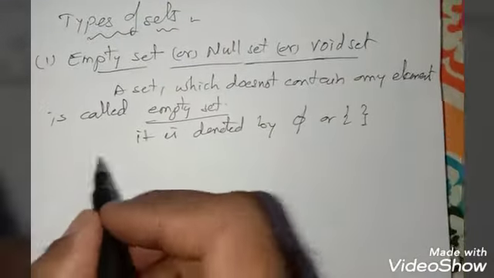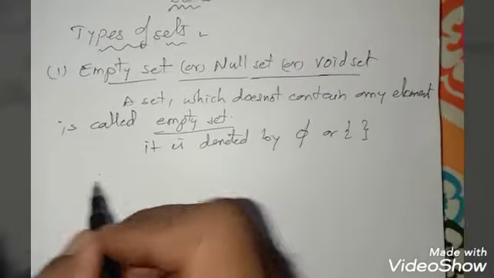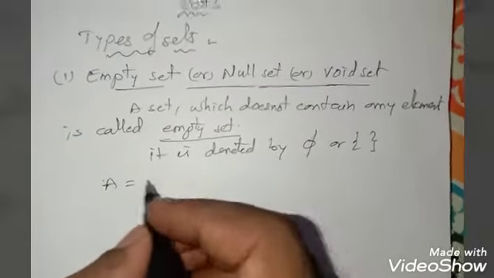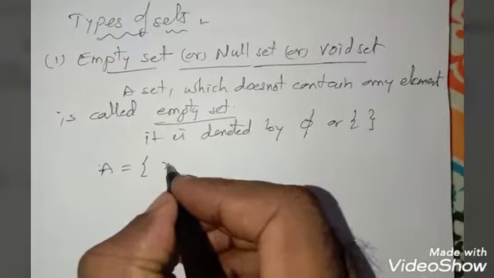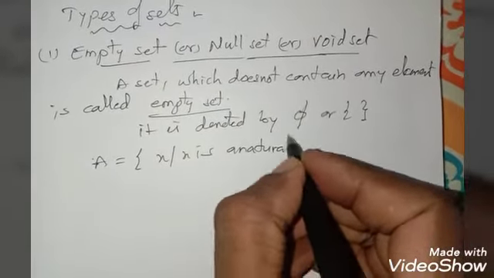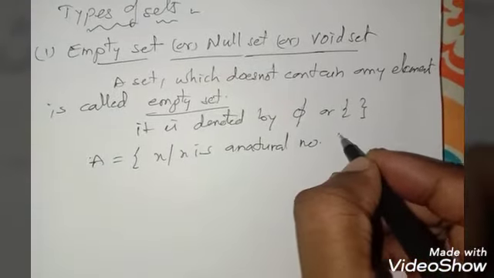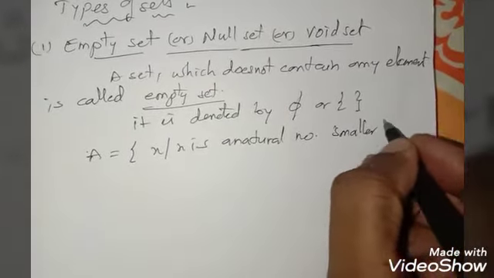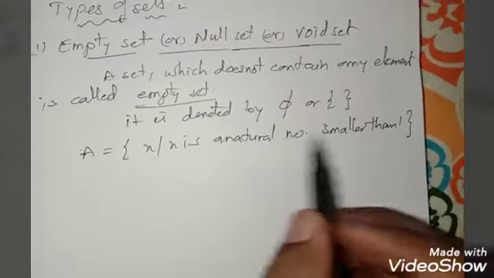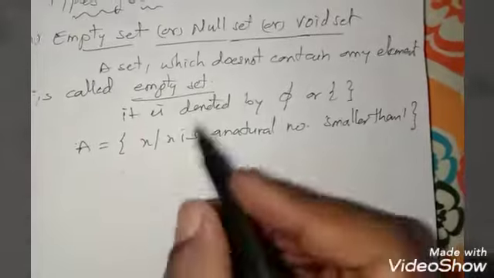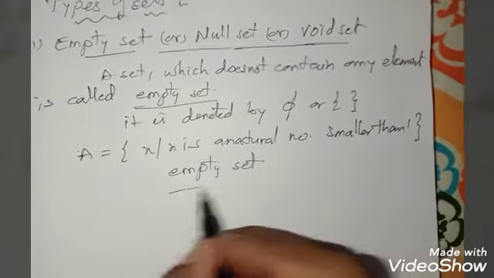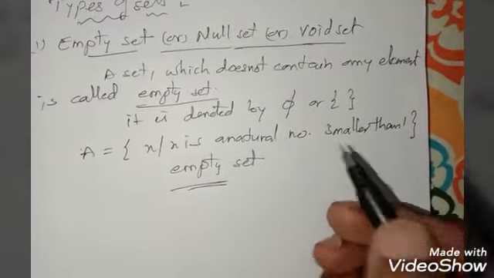Right, now for example, if I take the problem A is equal to the set of x such that x is a natural number smaller than 1. Is it possible to find a natural number which is smaller than 1? No, that's why it is an empty set, because we cannot find the value which is given in that problem.